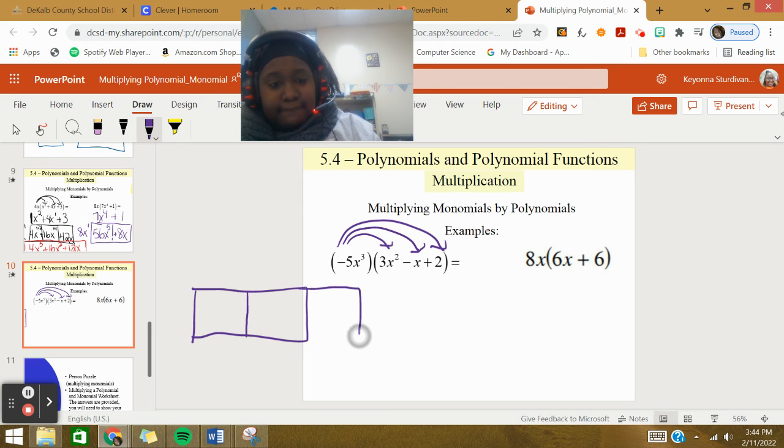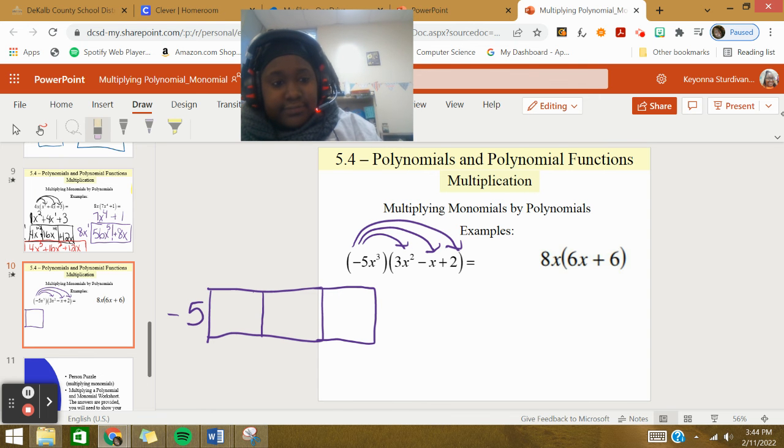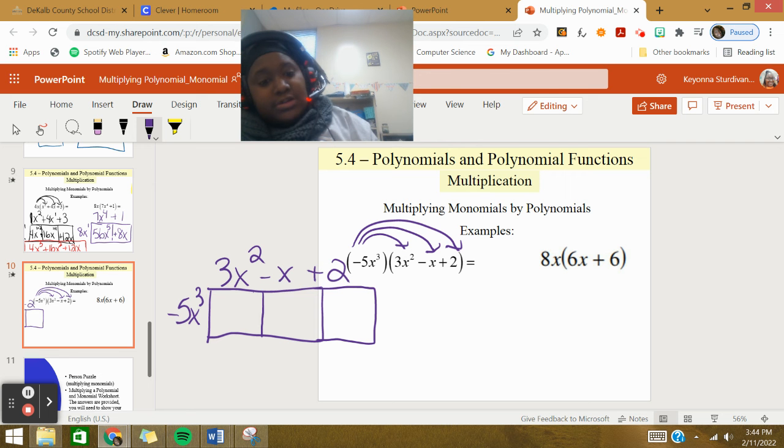Okay, I'm going to put negative 5x to the third power. And then I had 3x squared minus x plus 2. So remember, I'm going to fill in my exponents if they're blank. So this is x to the first.